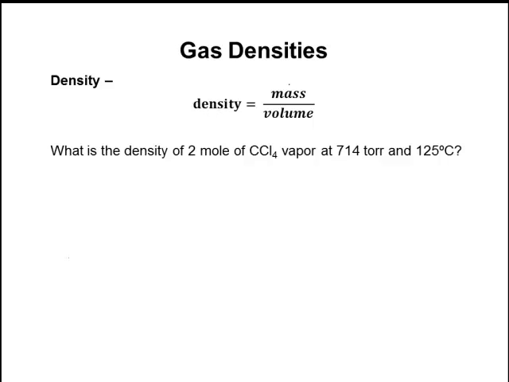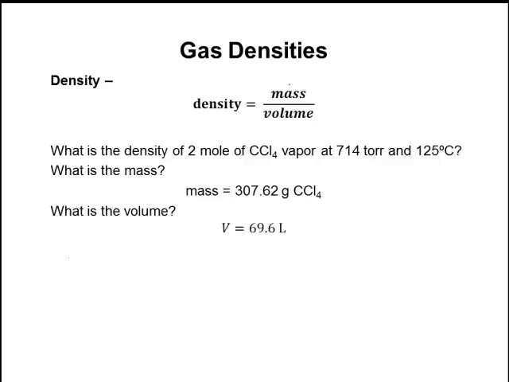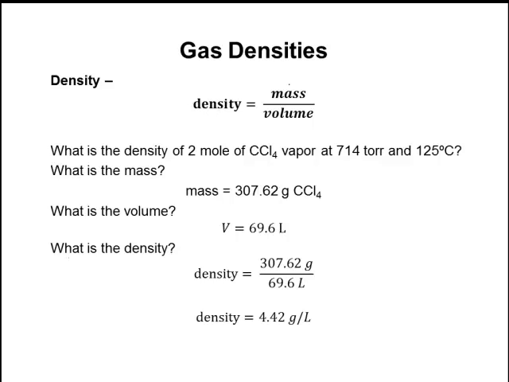So, I solved for my mass, I solved for my volume. Now I want to get density. Well, what do I do to get density? I take my mass divided by my volume. So my 307.62 grams divided by the 69.6 liters, and I get a density of 4.42 grams per liter.